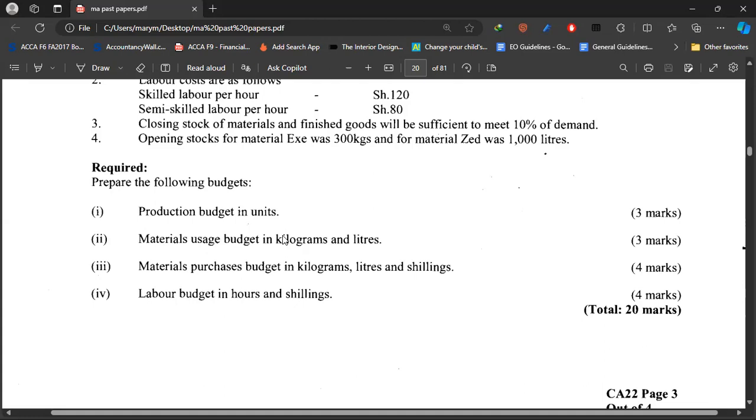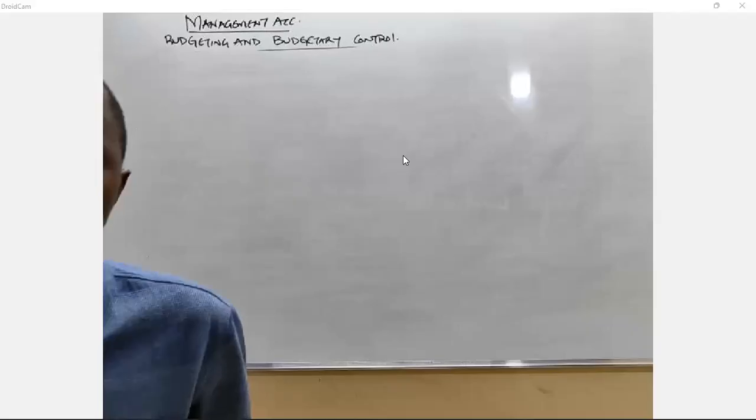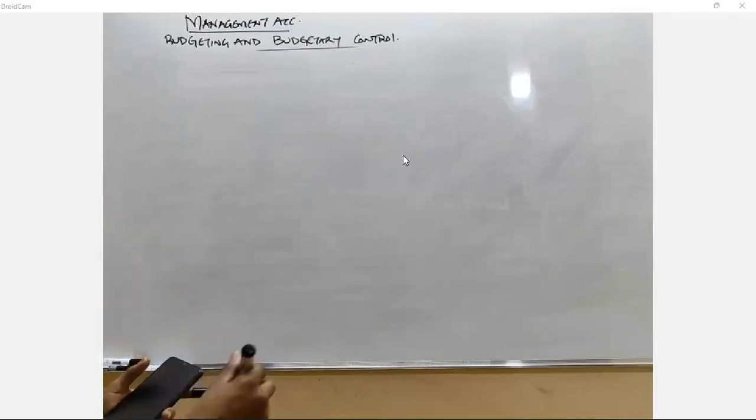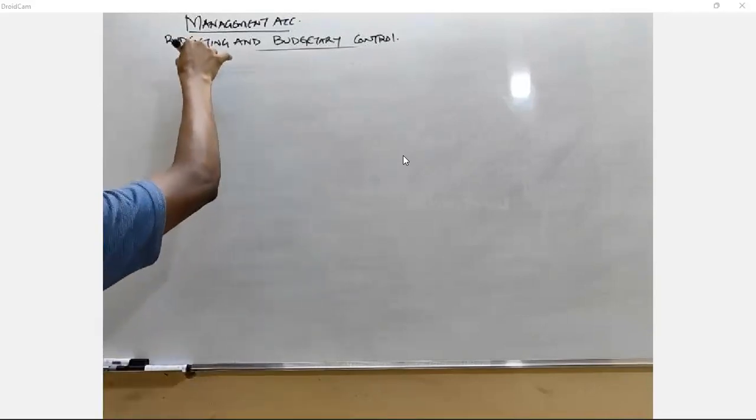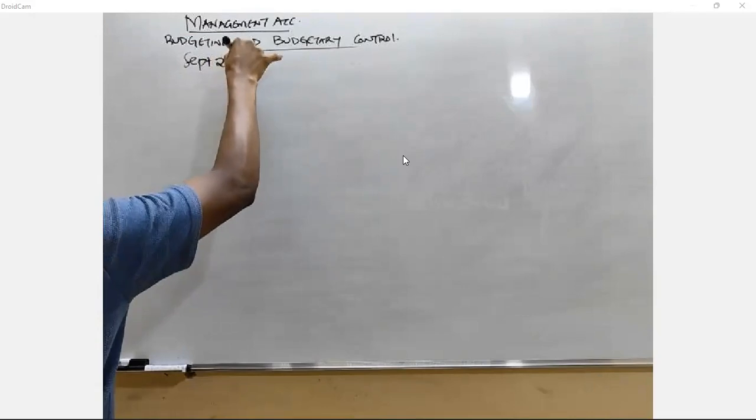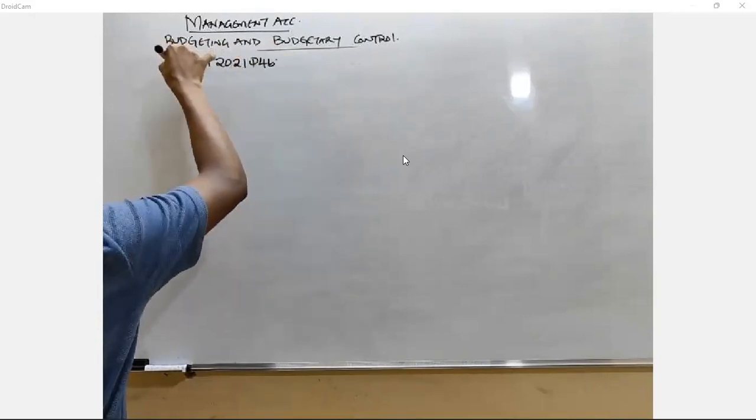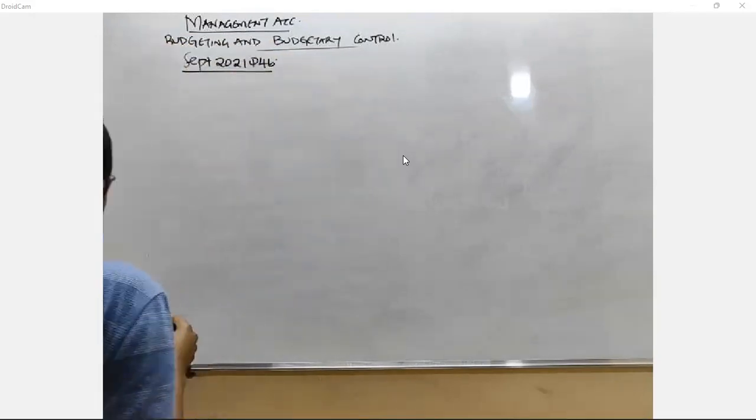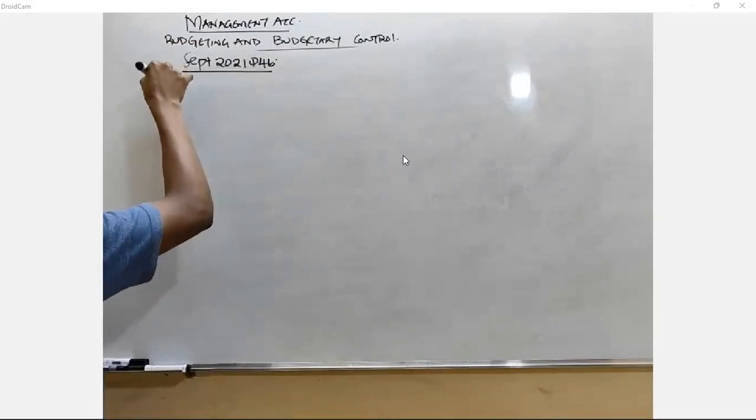So we are starting with the production budget. When you are doing the production budget, we're just going to be following the same procedure which we have used. The formula is already familiar to you. So here we are doing September 2021, question 4B. The first requirement of the question is the production budget.